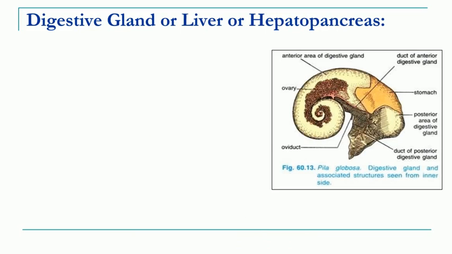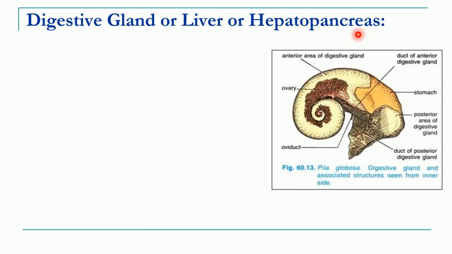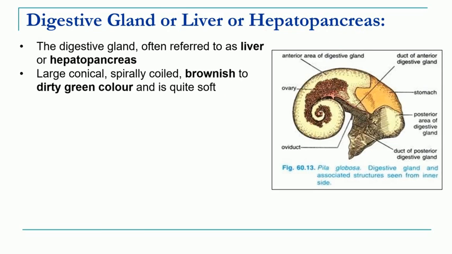Now we move on to the fourth important type of gland present in Pila globosa, that is known as the digestive gland, or it is also commonly referred to as liver or hepatopancreas. Now what is the shape of this gland? It is large, conically shaped, spirally coiled. So here you can see it is a spirally coiled structure, brownish to dirty green in color, and it is very soft in appearance.